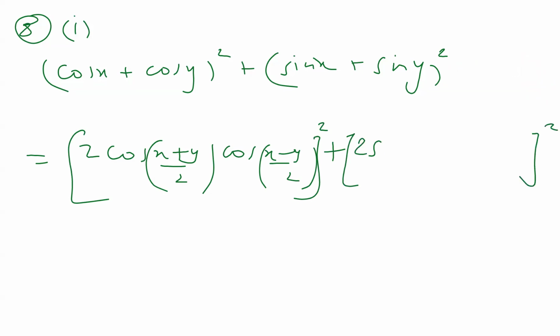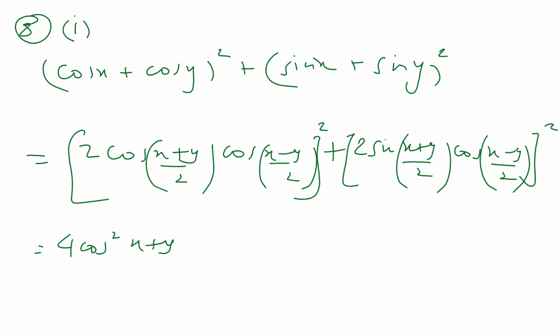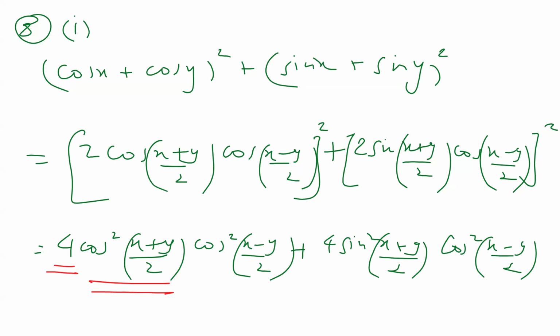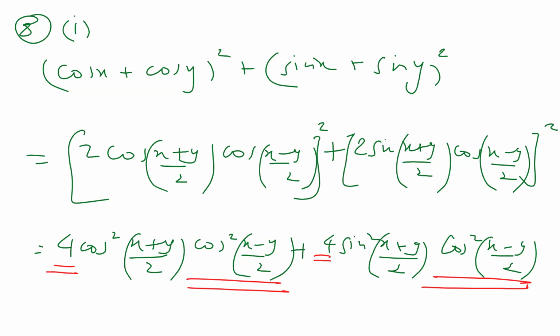Sin plus sin, 2 sin x plus y by 2 cos x minus y by 2. Take the squares inside. So 4 cos square x plus y by 2 cos square x minus y by 2, plus 4 sin square x plus y by 2 cos square x minus y by 2. Now you're going to take 4 cos square common. 4 cos square x minus y by 2 we will take common. So the red colored terms are the common terms.